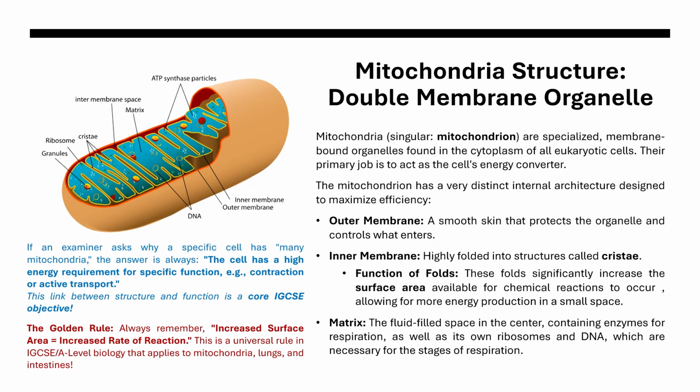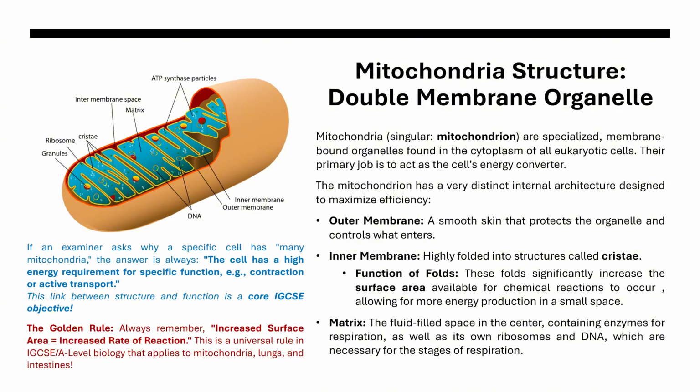So if an examiner asks why a specific cell has many mitochondria, the answer is always that the cell has a high energy requirement for a specific function. For example, the contraction of muscles or active transport. That is the reason a few specific cells have more than one mitochondrion.